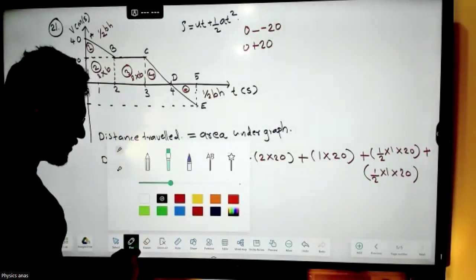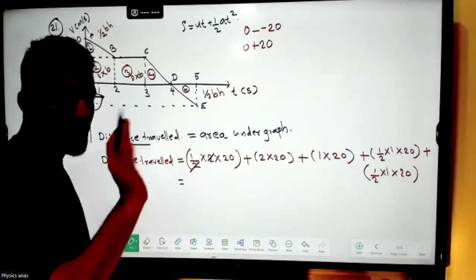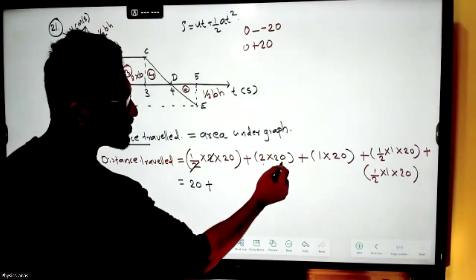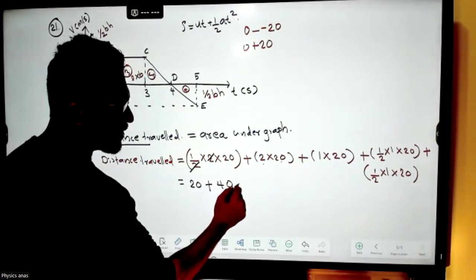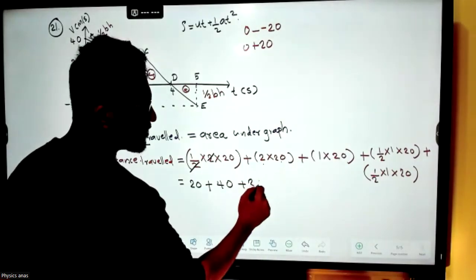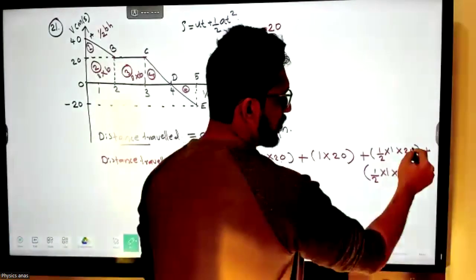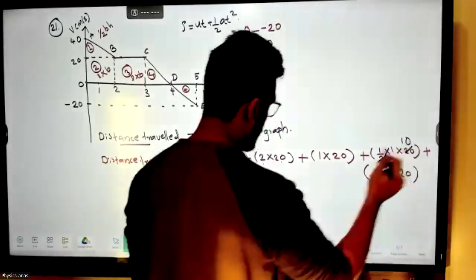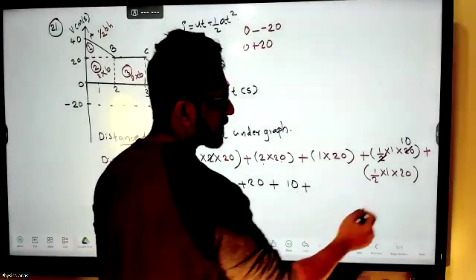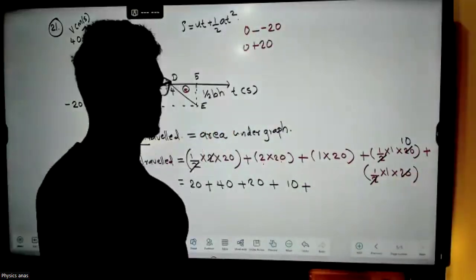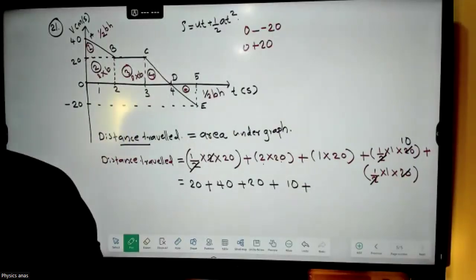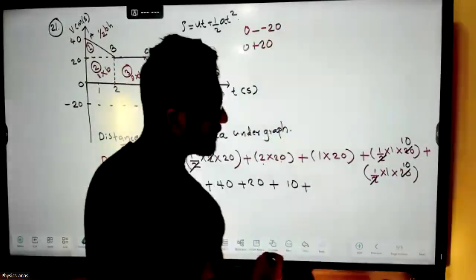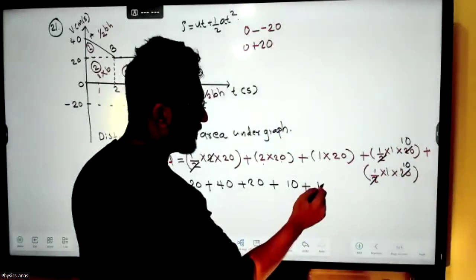How can you do the calculation? This 2 is gone from the equation. You have only 20 here. So 20 plus 2 into 20. What is that? 40. 40 plus 1 into 20. 20 plus half into 20. 20 and half can be cut. You will get 10 here. So that's 10 plus 20, and half can be cut also. You will get 10 here. What is that? 1 into 10 will be 10.